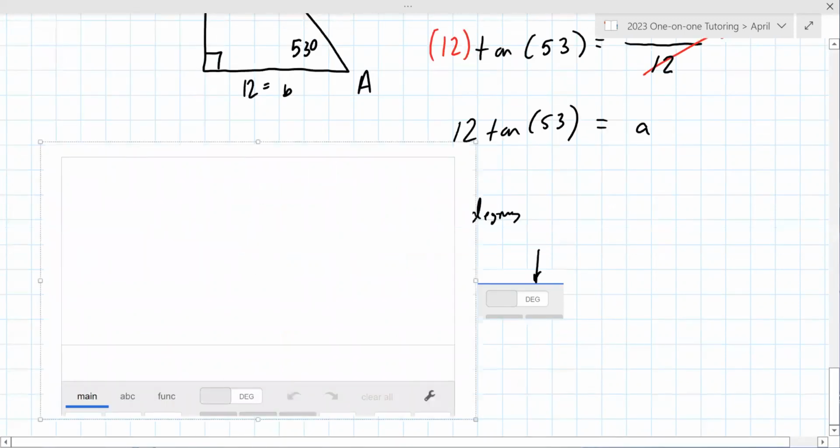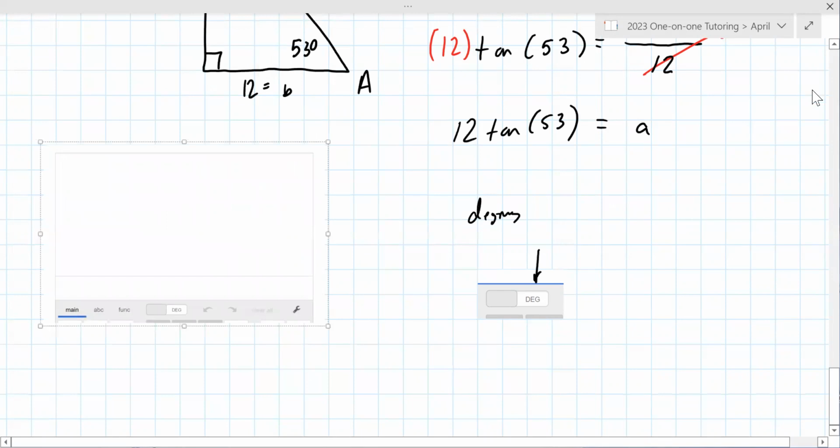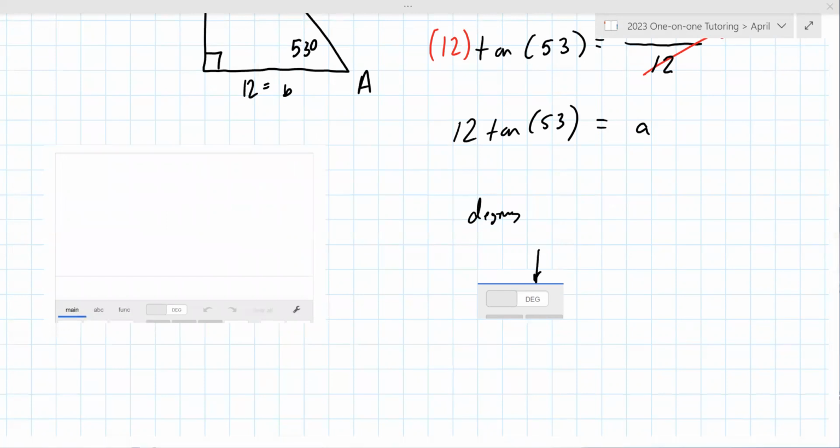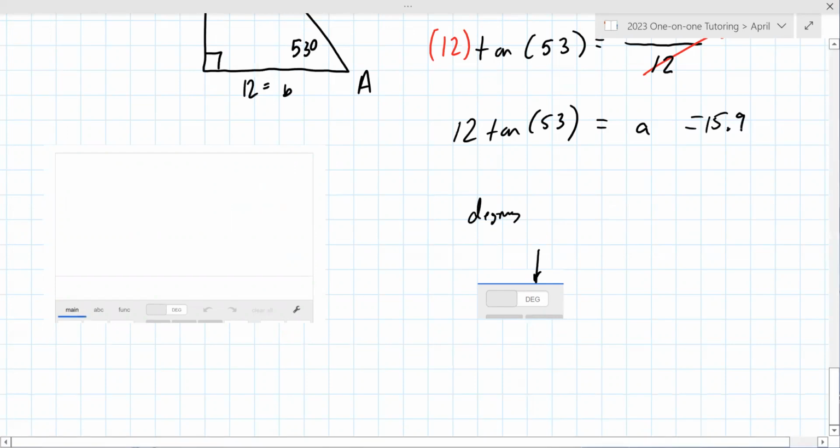All right, there we go. Now I need to do 12 times tangent 53. 15.92. Good. All right, that's going to do it for us for today. I'll have problems tomorrow.